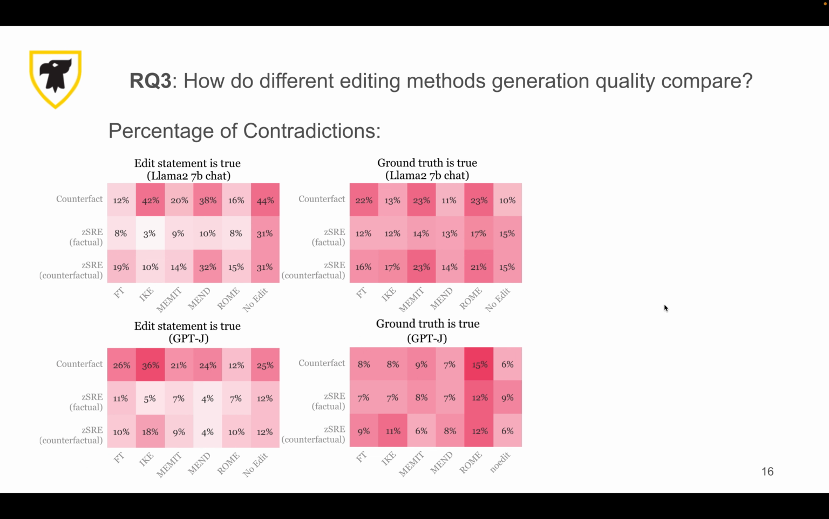How do different editing methods' generation quality compare? Well, we did find that the ground truth is true in our automatic evaluation setting more often for in-context editing, MEND, and the no-edit control than MEMIT and LEME. Similarly, the edit statement is true more often in MEMIT and LEME passages.